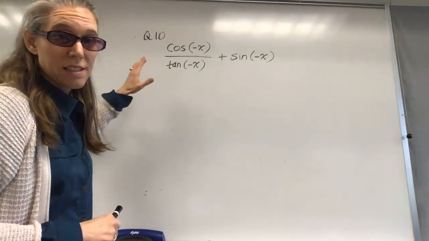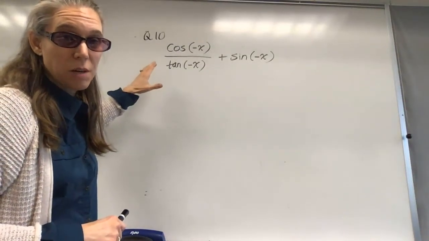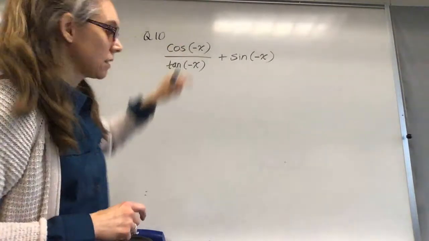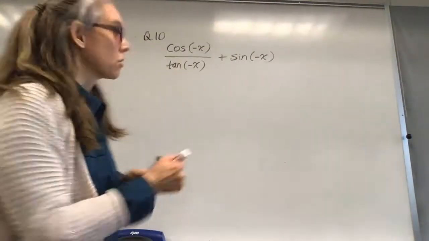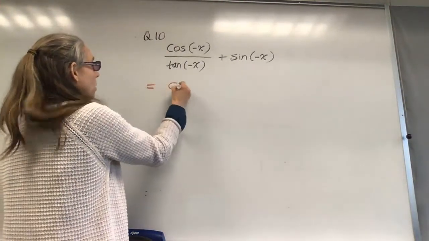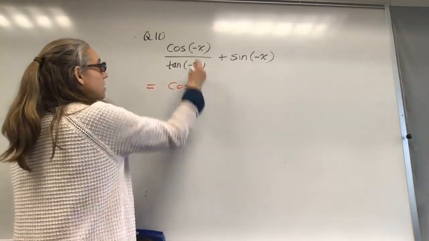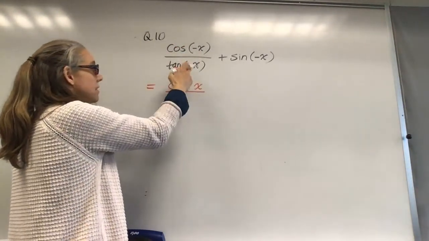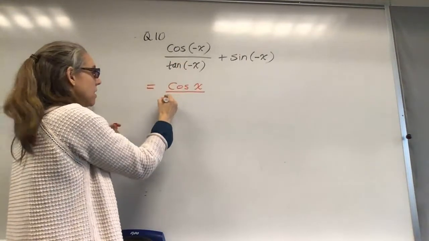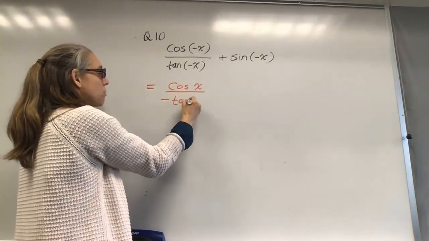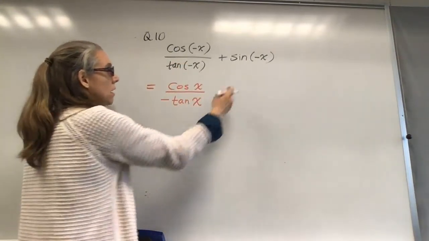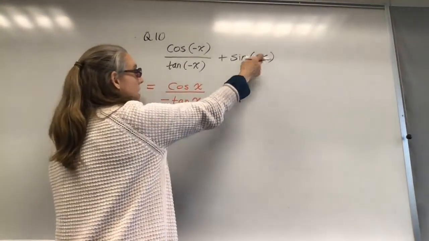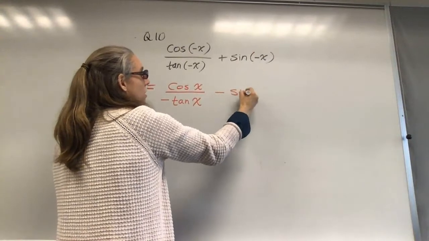Okay, so we're going to continue here with question 10. We're going to apply what we know about even and odd functions. I replace cosine, the even function, with cosine of x. So the negative inside just goes away, whereas this negative in tangent is going to pop out in front of the function. Likewise, sine is also an odd function, and so the negative inside of sine is going to pop out in front as well.